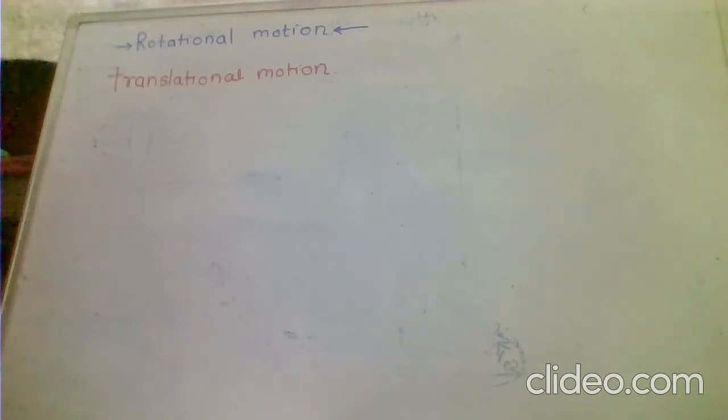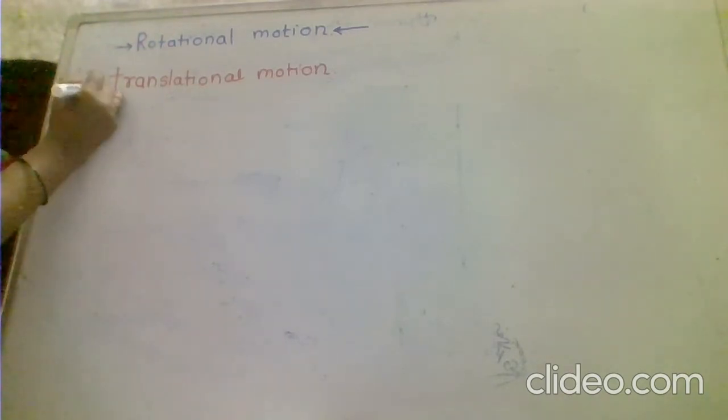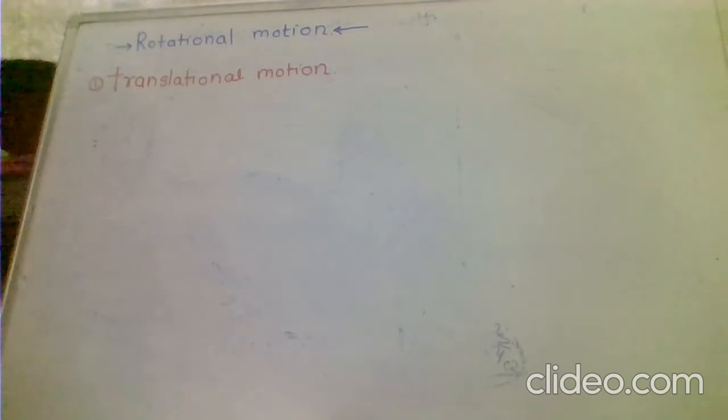Today we are starting the last chapter, rotational motion. Students, we know that there are two types of motions. One is translational motion and another is rotational motion.